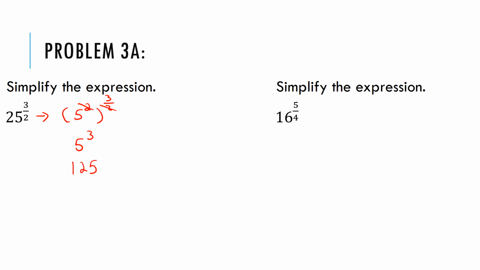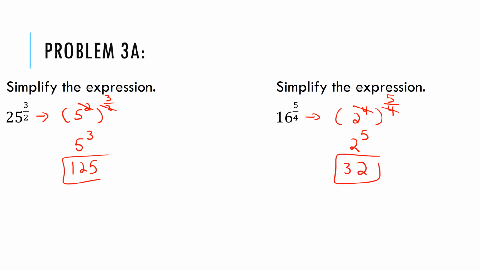The other one, 16 to the 5 over 4, once again, set of parentheses, 5 over 4. You're going to ask yourself, what number to the 4th power is going to give me 16? That will be 2 to the 4th. And therefore, the 4 and the 4 can once again cancel each other out, leaving 2 to the 5th. And 2 to the 5th is 32. And that's simplifying an expression when your numerator is greater than 1.